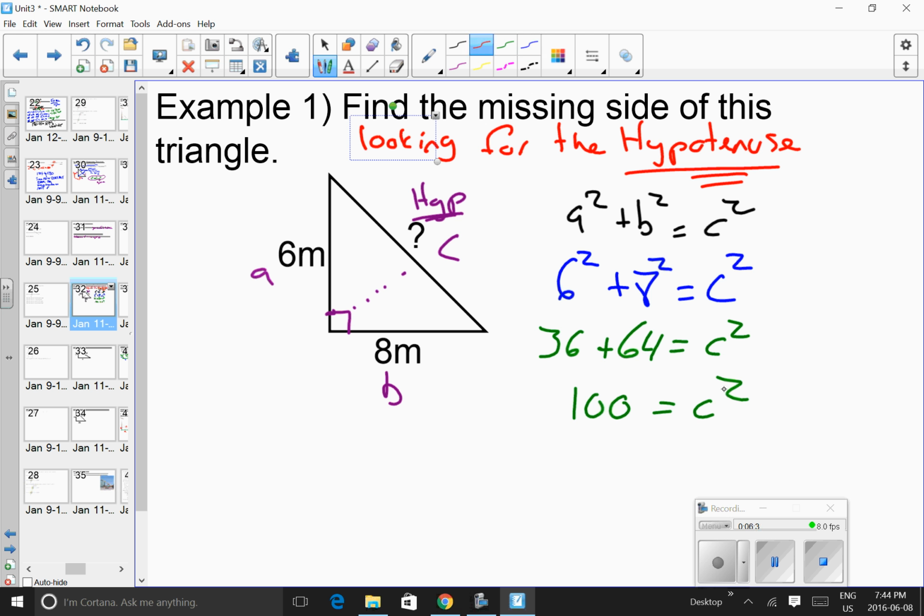So to do the opposite of a square, to get rid of it, we square root it. But whatever you do to one side, you gotta do to the other. So on the c side here, the square root and the square cancel out, and all you're left with is c equals the square root of whatever your number was. In this case, 100.